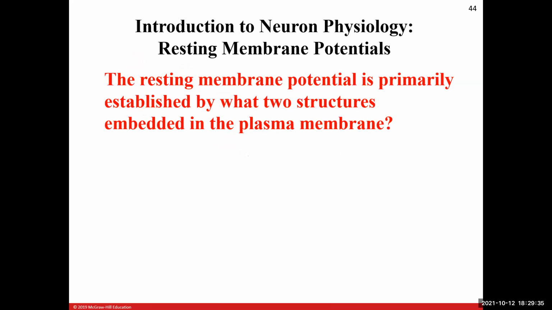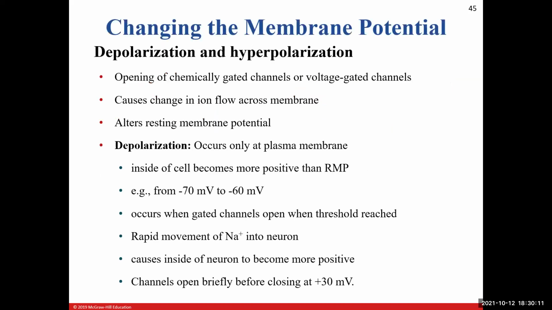So the resting membrane potential is primarily established by what two structures embedded in the plasma membrane? The resting membrane potential, the -70 millivolt value. What are the two structures? The sodium leak channels and the potassium leak channels. Primarily, though, the potassium leak channels will influence that value of the resting membrane potential way more than sodium will. So now you know what a resting membrane potential is.